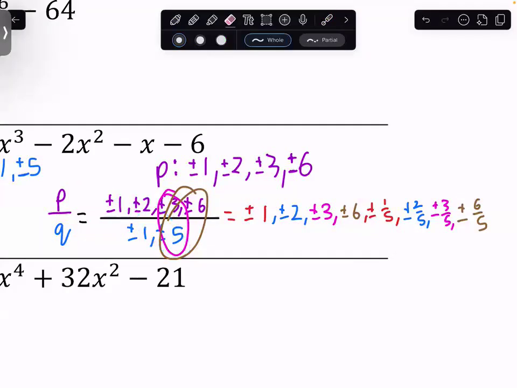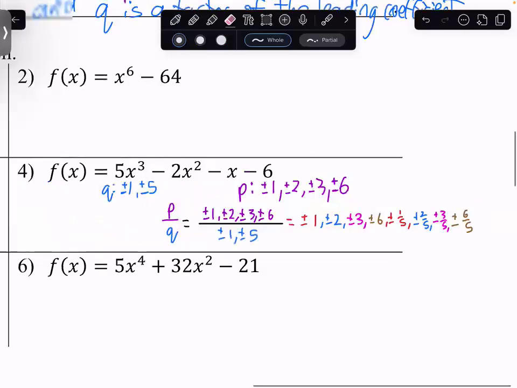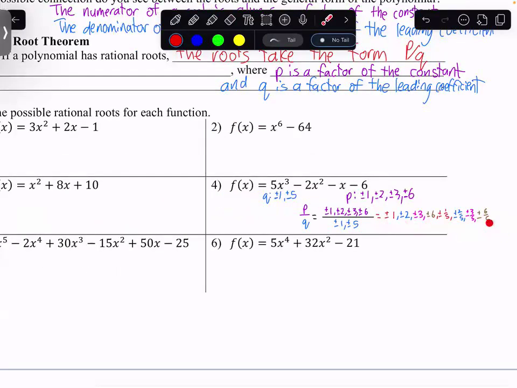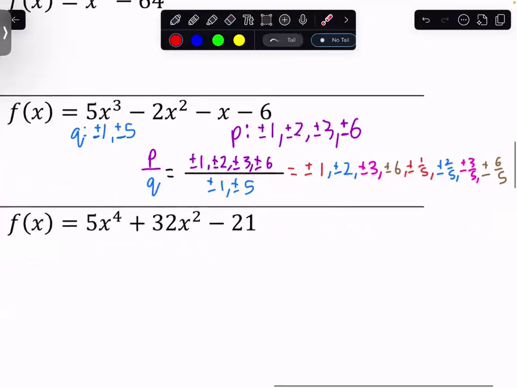So that's what I'm asking you to do for this section, creating this list of P over Q fractions. I'll leave my screen here, but go ahead and try the other problems in this section, please.